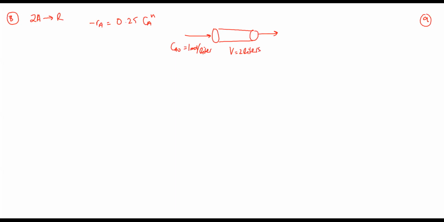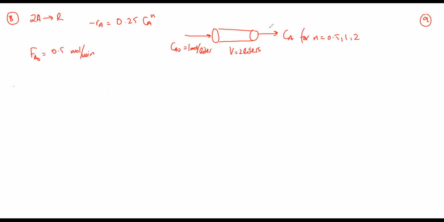And what else? You're being told a feed rate of 0.5 mole per minute. Okay, feed rate 0.5 mole per minute is a molar flow rate. So FA naught is 0.5 mole per minute. And what do you need to find? Find the outlet concentration. So you need to find out for n equals 0.5, 1, and 2. So I need to find CA for n equals 0.5, 1, and 2.